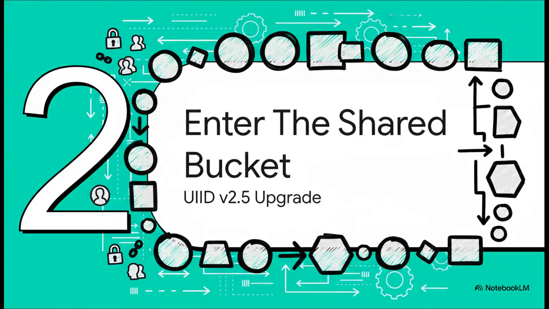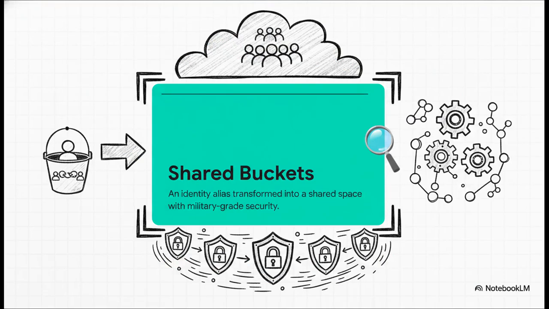And that brings us perfectly to Section 2. Enter the shared bucket, the UIID v2.5 upgrade. This is where the architecture completely transforms. So what exactly is a shared bucket? Well, it's an identity alias that's been transformed into a shared space where multiple people can finally coexist. And the absolute most vital part of this definition is right down there at the bottom. This is all done with the exact same military-grade security you already expect from the UIID framework. They haven't compromised anything. Instead, they've successfully re-engineered zero-trust security not just for the individual, but for the way we actually live and work together.